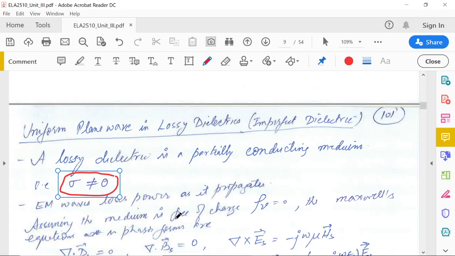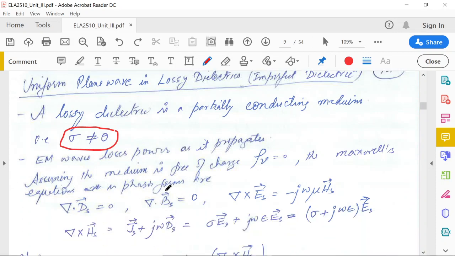We will see it later when we derive the equation. Then we will see that the wave moves in a lossy fashion. So this type of dielectric, where the conductivity is not equal to zero, is called a lossy dielectric, or also an imperfect dielectric. When EM waves move in this type of dielectric, loss of power occurs while it propagates. So let us start to derive the equations of EM fields for this type of medium.